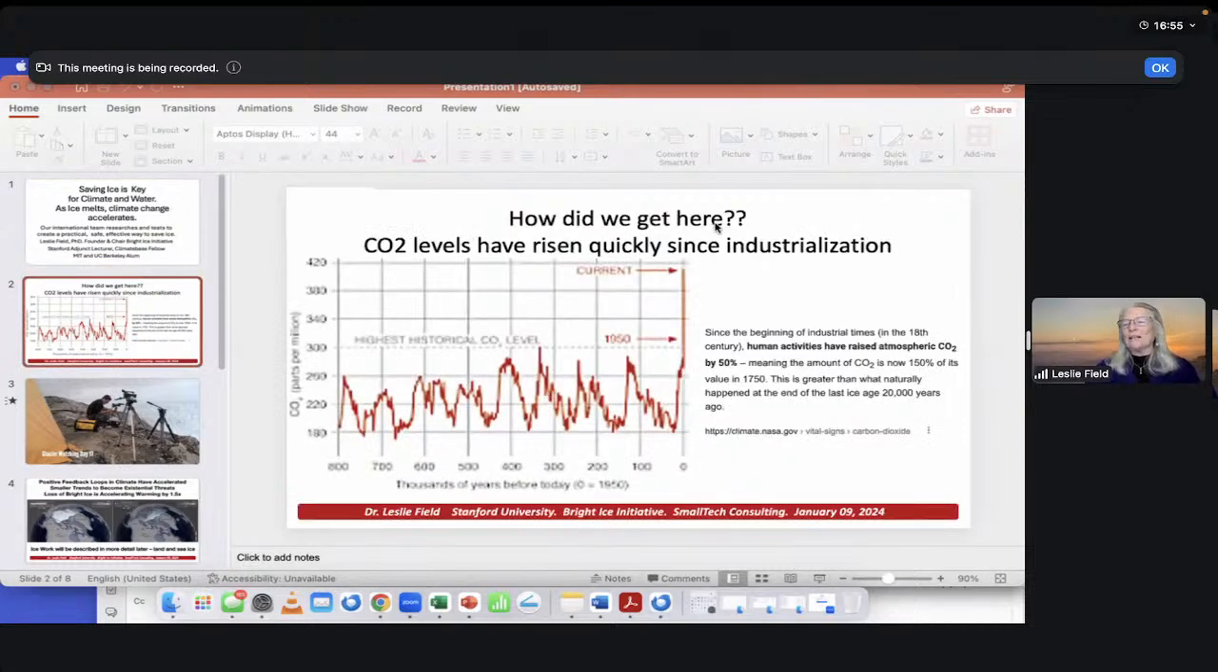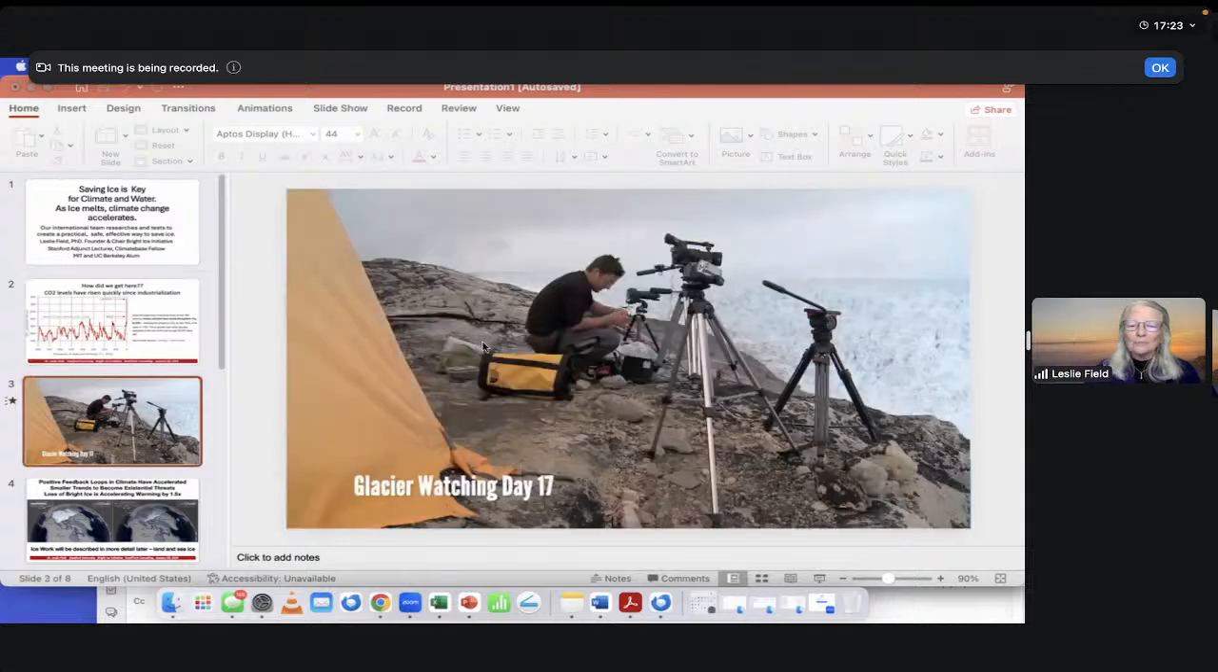How did we get here? I think everybody here would know that CO2 levels have risen quickly since industrial times, and that we've been burning fossil fuels, and that puts a lot of CO2 in the atmosphere. And that changes the set point, really, of what temperature we'd expect on Earth. So we've engineered our climate accidentally by all the fossil fuel use we've had. This has led to unprecedented melting of glaciers.